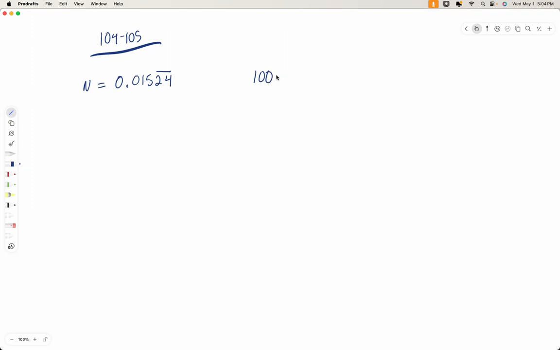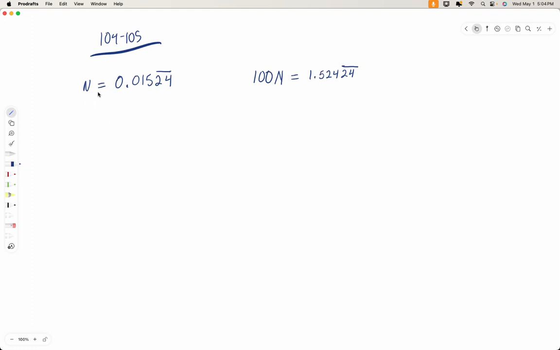Now I'm going to say 100 times n is equal to, move this decimal place 2 places. So it's 1.524, and we're going to write 24 one more time and put that over. Okay, because we shifted everything 2 places over, we need to do that.